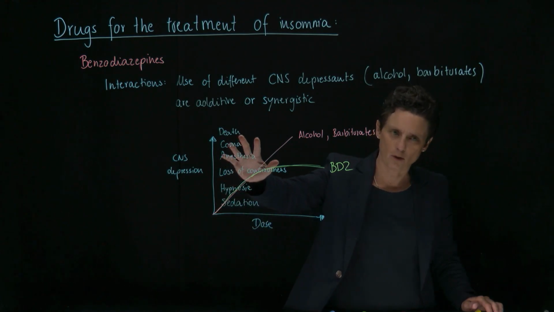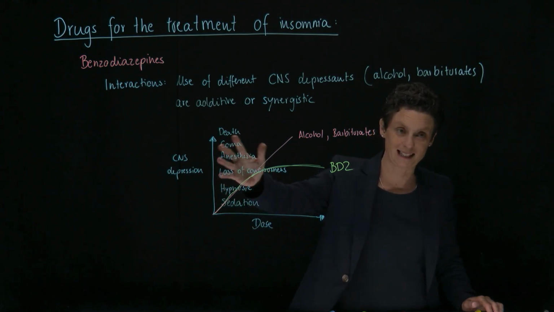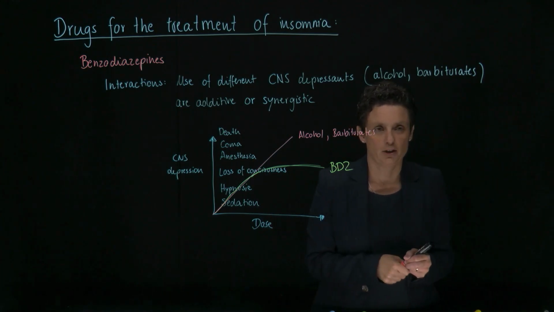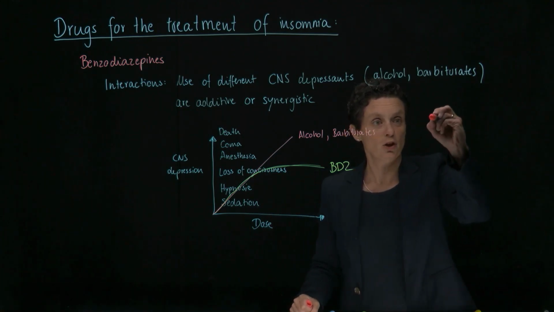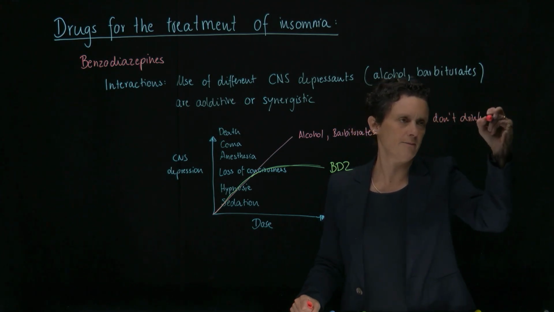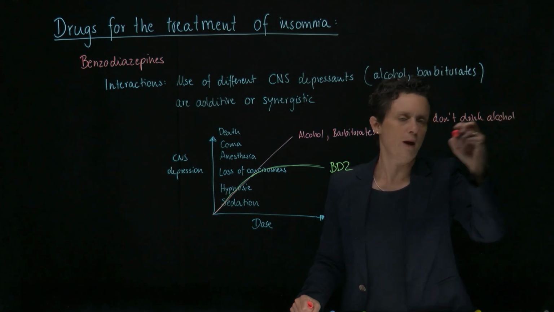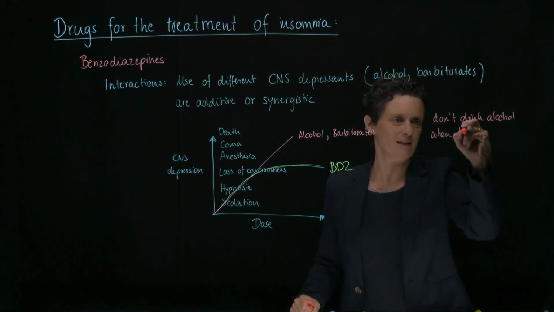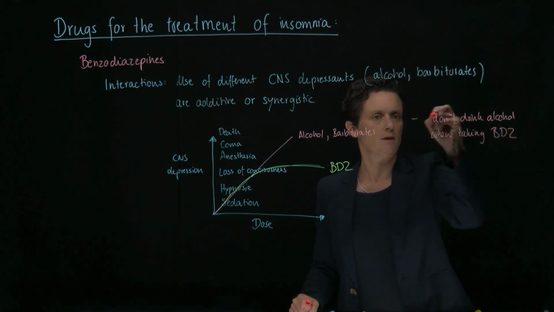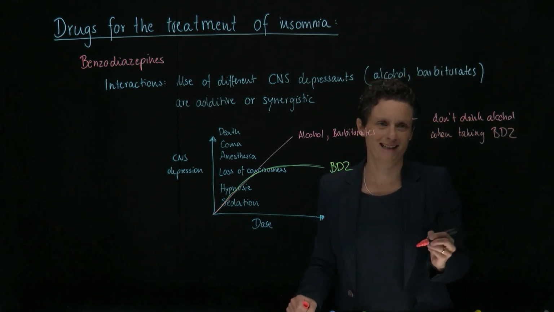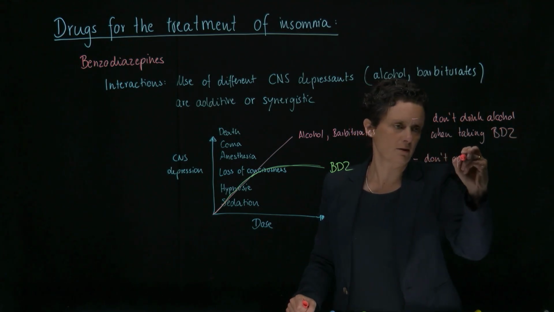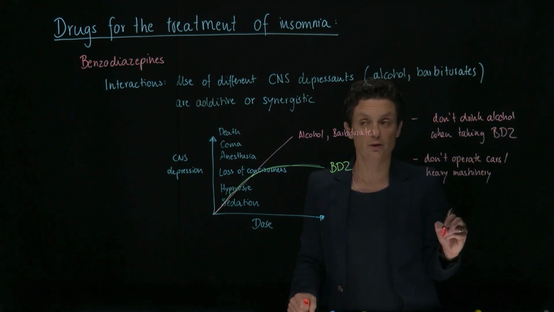But they all have a similar dose-dependent CNS depression, as you can see, and therefore it should make sense that you should not drink alcohol when taking these medications, when taking benzos. Also don't take barbiturates, and also don't operate cars or heavy machinery when using these drugs.